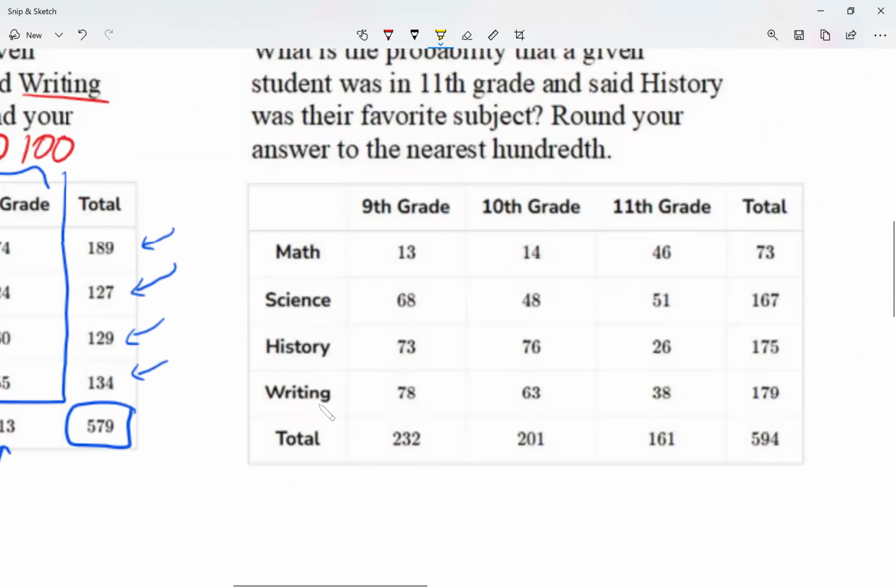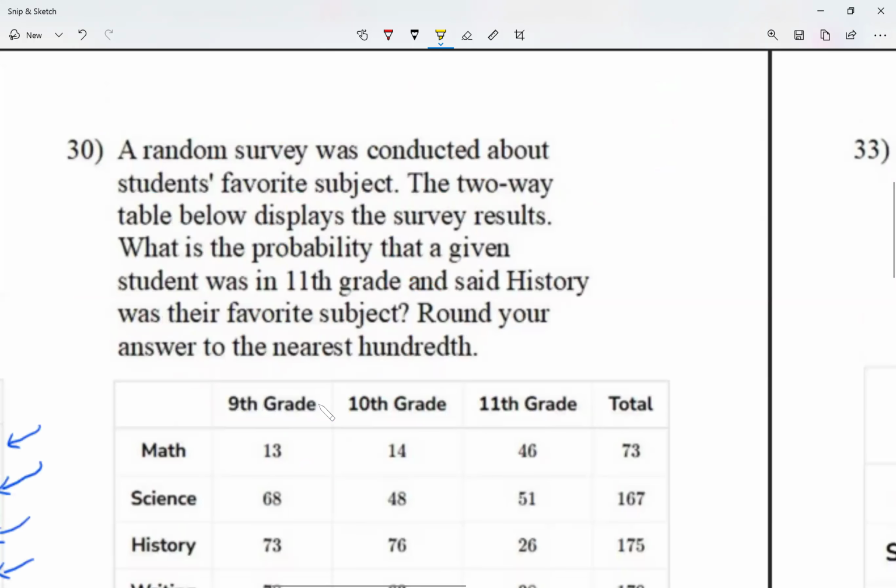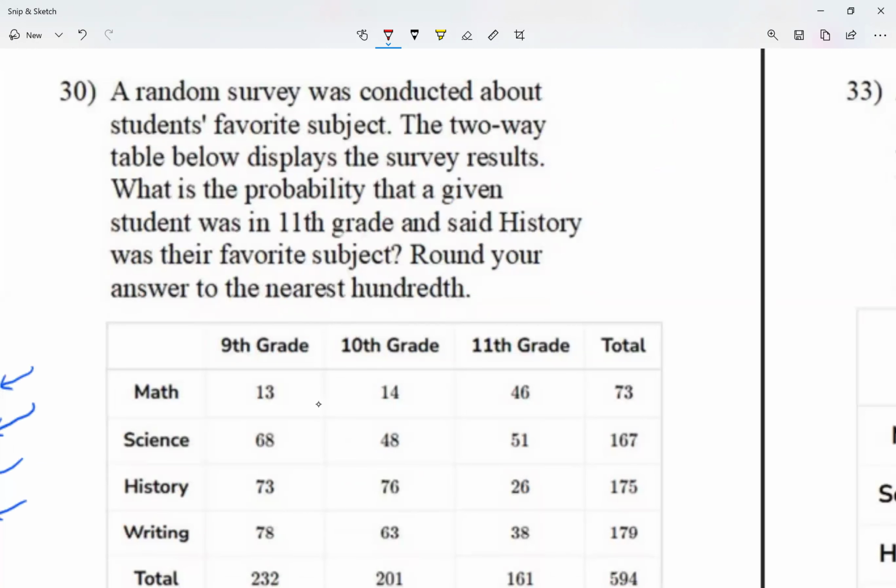All right, let's take a look at question number 30. By the way, today I'm going to be working questions 29 through 34. A random survey was conducted about students' favorite subject. The two-way table below displays the survey results. Pretty similar to the previous question. What is the probability? I just mentioned probability, so I'm expecting my answer to be a decimal between 0 and 1. Could be 0, could be 1, unlikely. More likely it's going to be in between.